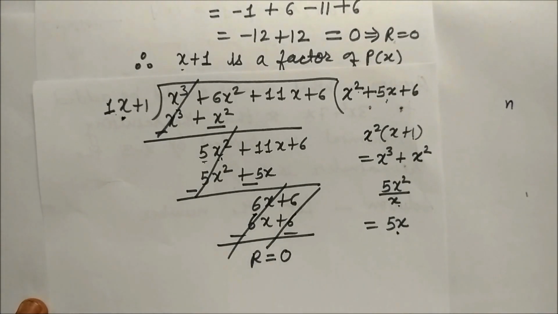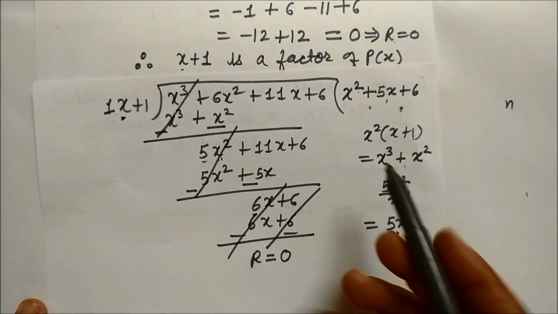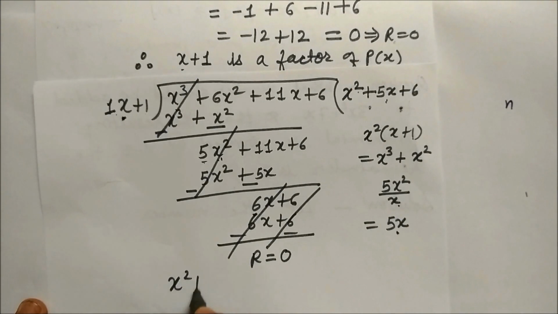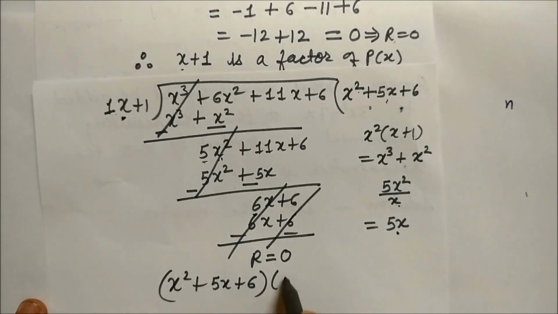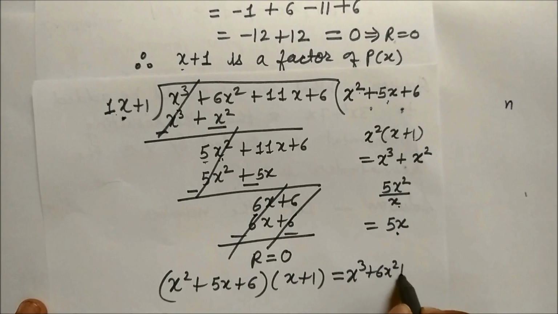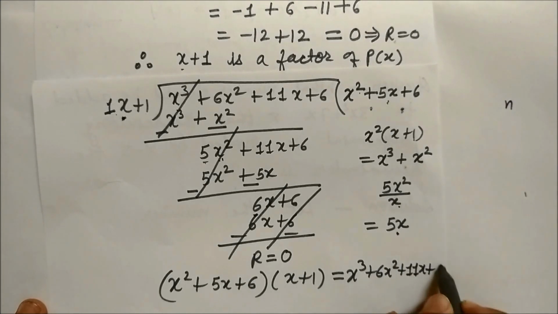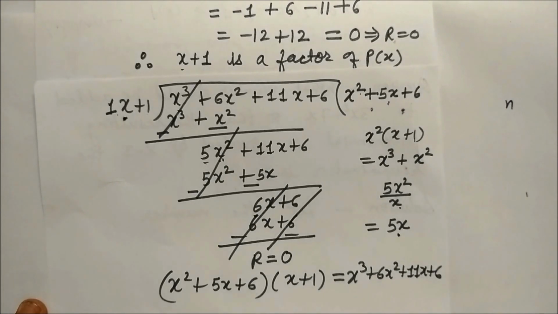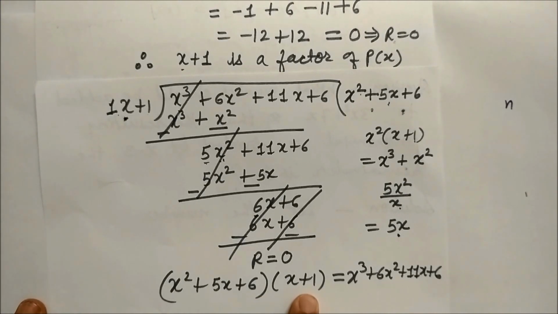Remainder is here 0, and quotient is here x square plus 5x plus 6, and divisor is here x plus 1. Dividend is equal to x cube plus 6x square plus 11x plus 6. So this dividend has two factors. First is here x square plus 5x plus 6. Other is here x plus 1.